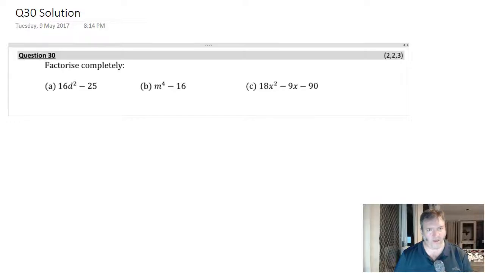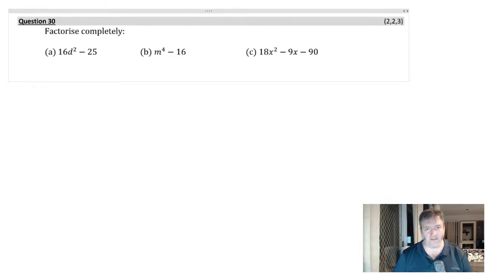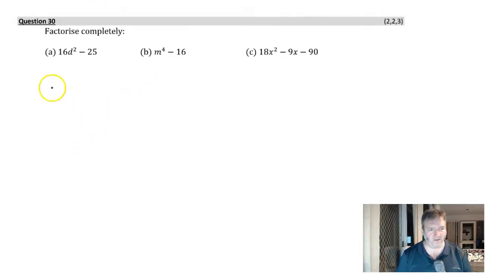Right, so here we are with question number 30, factorise completely. We did some factorising earlier. These are just going to be slightly more complicated, but actually not that much different at all. First of all here, something with a squared minus something else. This is actually very similar to the one before.